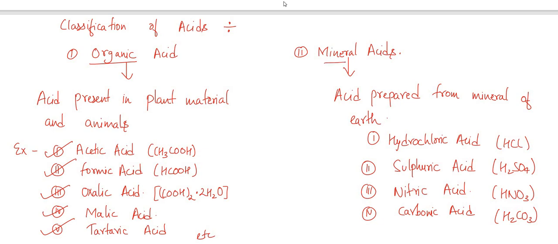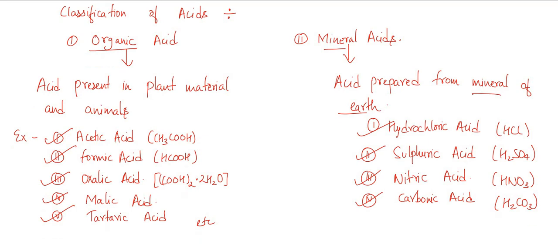And mineral acids are those acids which can be prepared from the minerals of the earth, like HCl, hydrogen chloride or hydrochloric acid, sulfuric acid H2SO4, nitric acid HNO3, carbonic acid H2CO3. So these are the two types of acid which you need to learn. First one is organic and second one is mineral.